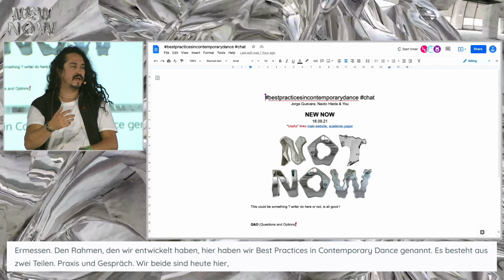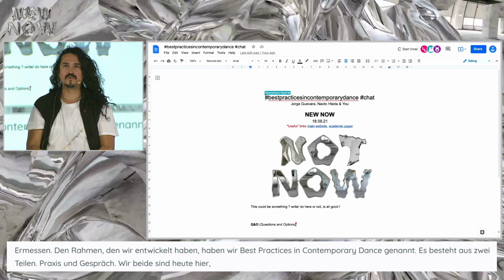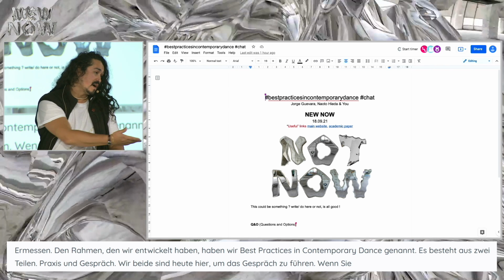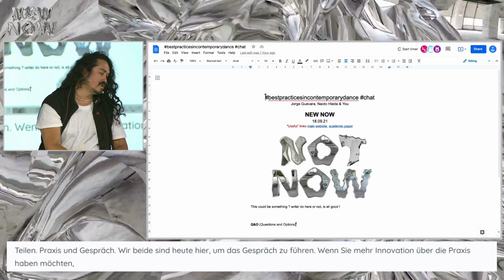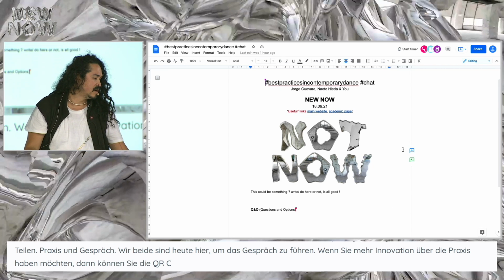If you want more information on what the practice is, rather than us telling you in a presentation mode, you can use the QR code where you can find the main website, an academic paper, and all the information that you need.